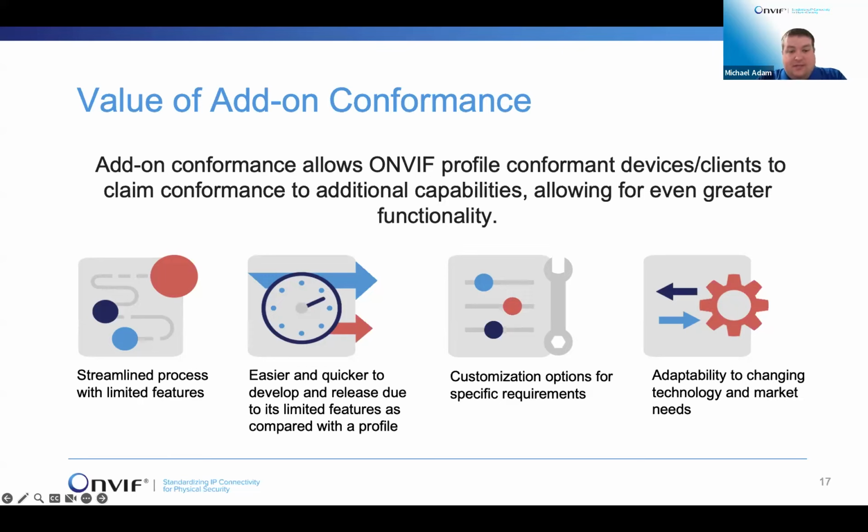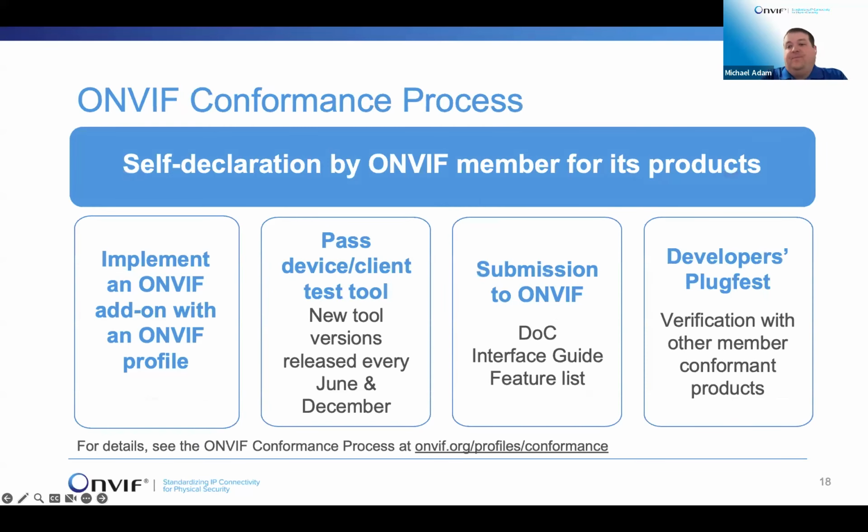These are easier and quicker to release, again, because of their limited features. And with this versioning, we can quickly adapt and revise these add-ons based on market changes and things that our members need. So the conformance process is similar to a profile with a couple differences. The big difference is you can't do an add-on by itself. It must be with a profile. So you begin your development going with one or more profiles, and then you can do one or more add-ons as part of that process.